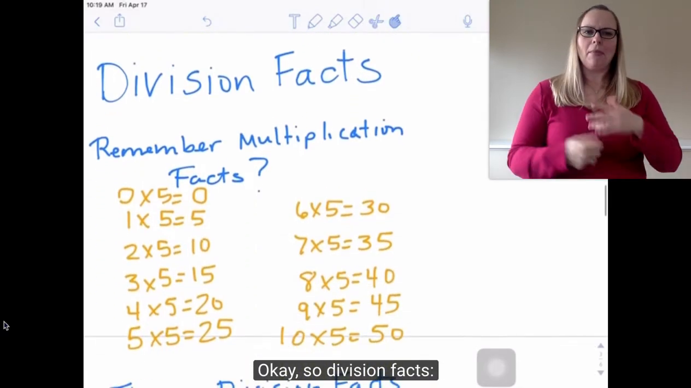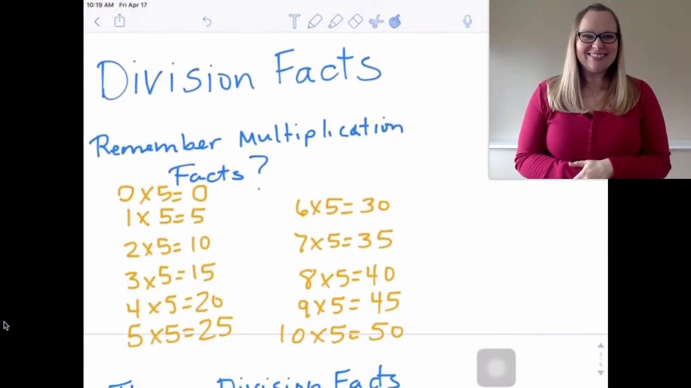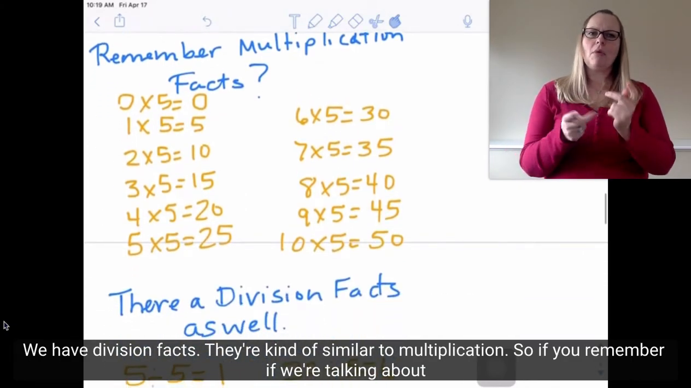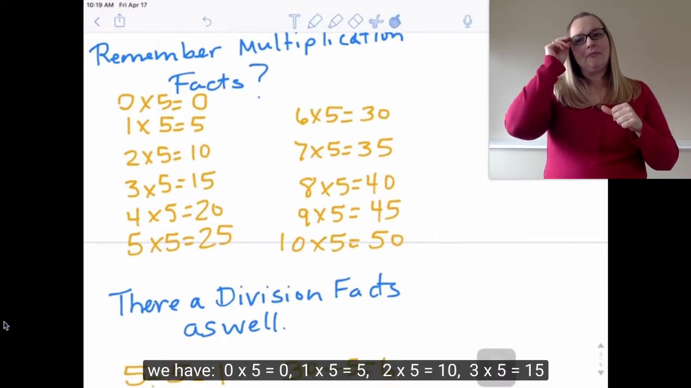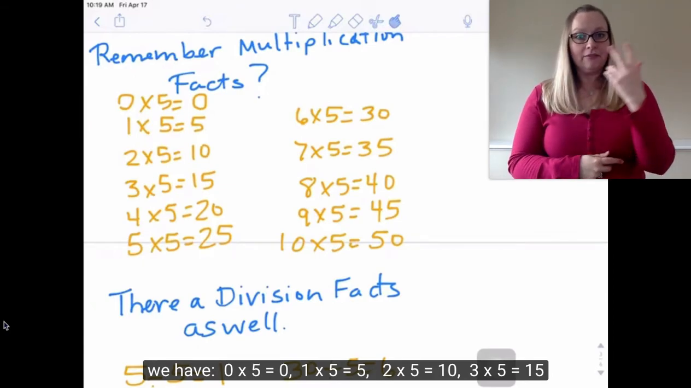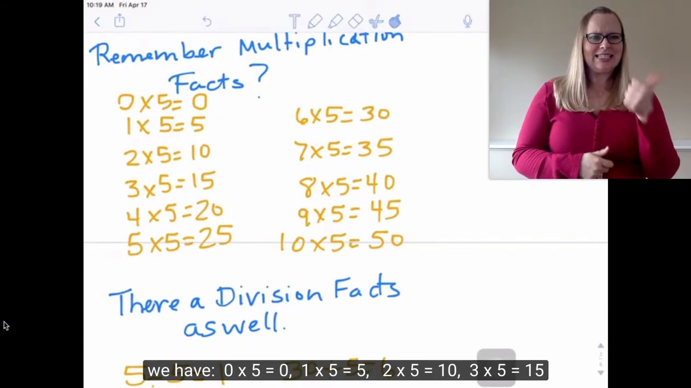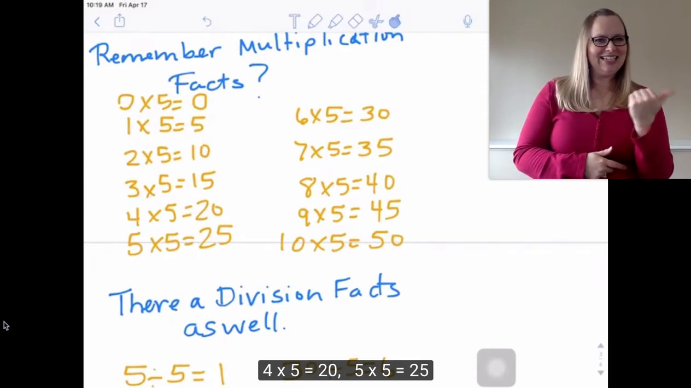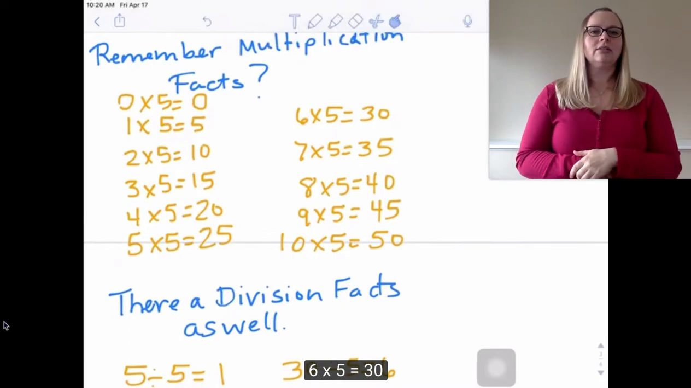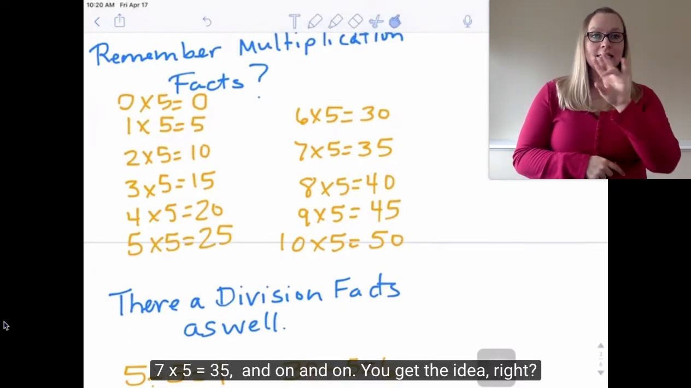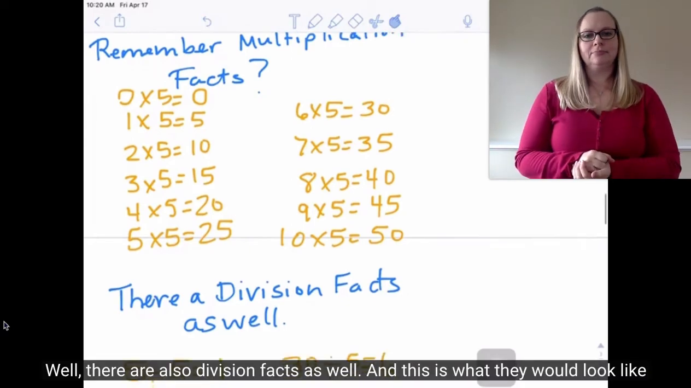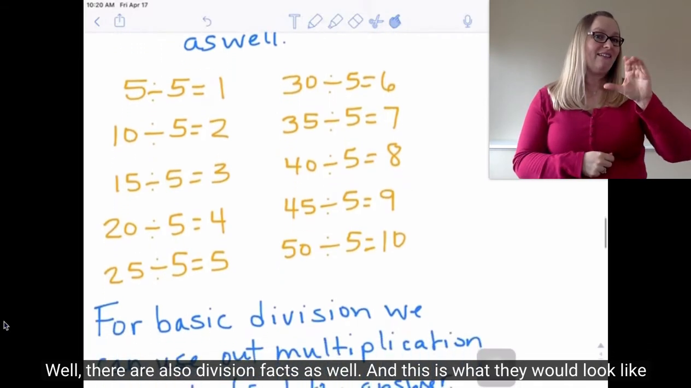Okay, so division facts, we have division facts. They're kind of similar to multiplication. So if you remember, if we're talking about 5s, we have 0 times 5 equals 0, 1 times 5 equals 5, 2 times 5 equals 10, 3 times 5 equals 15, 4 times 5 equals 20, 5 times 5 equals 25, 6 times 5 equals 30, 7 times 5 equals 35, and on and on. You get the idea, right? Well, there are also division facts as well. And this is what they would look like.